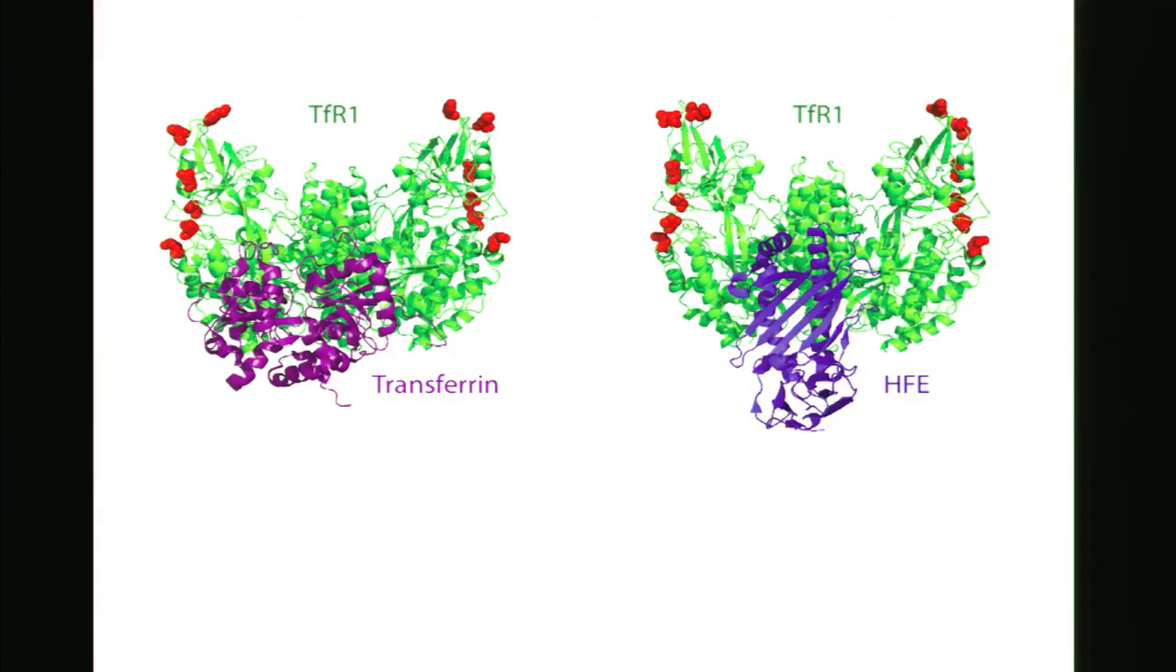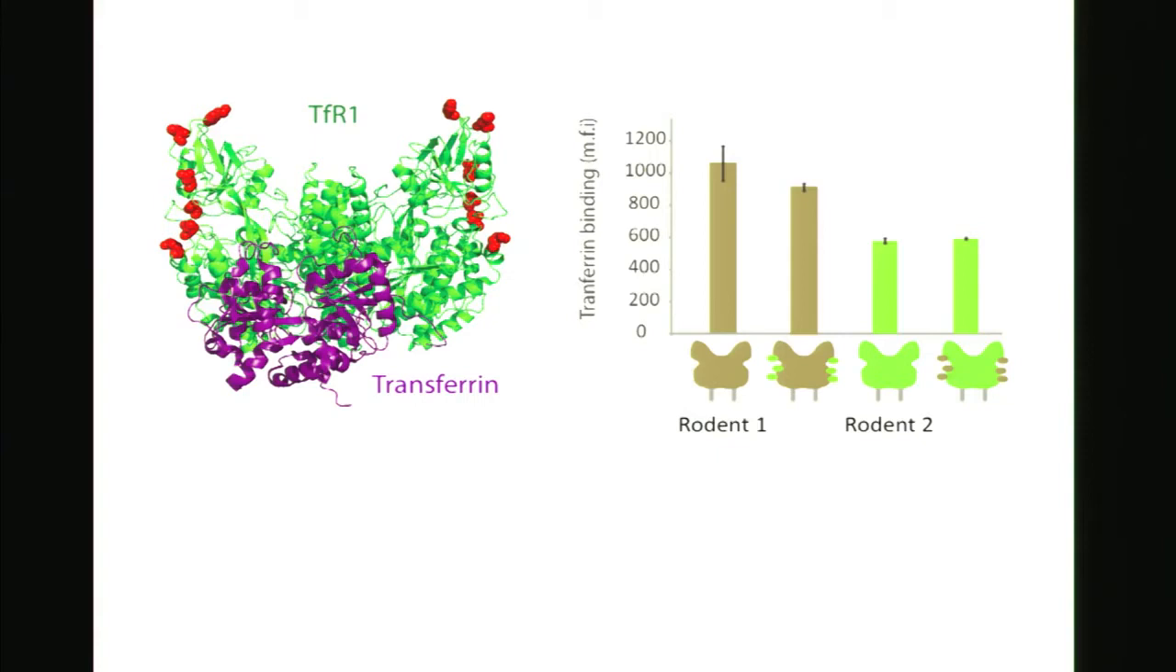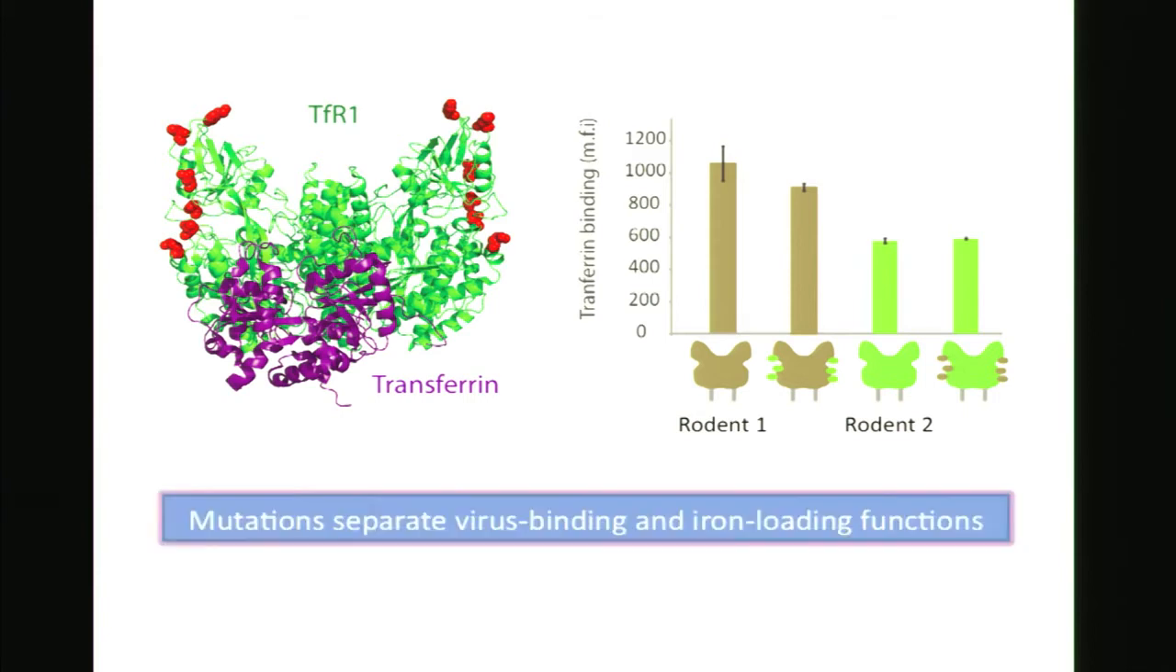But just to check that this evolution wasn't coming at a cost to these normal host functions, we also did an experiment where we took the 2 rodent receptors, including the swapped versions, and tested for the binding of iron-loaded transferrin. You can see that while these 2 rodent species do bind transferrin slightly differently, the mutations in them don't really change those levels. So we think this evolutionary model, in a way, has found mutations that separate the virus binding function of these receptors from the iron loading functions. And separation of function mutants are always useful. It helps us understand the trade-offs between these processes.